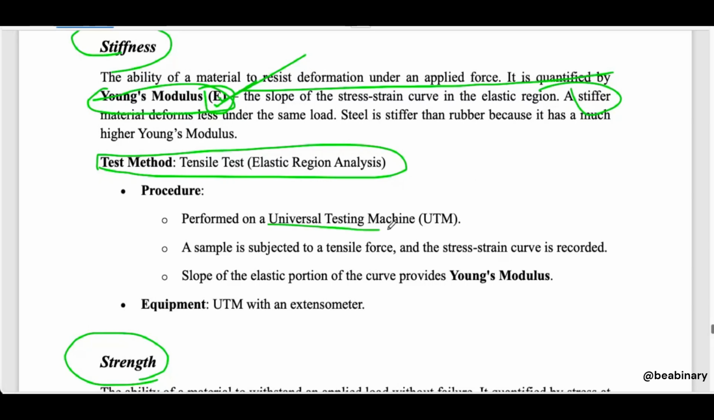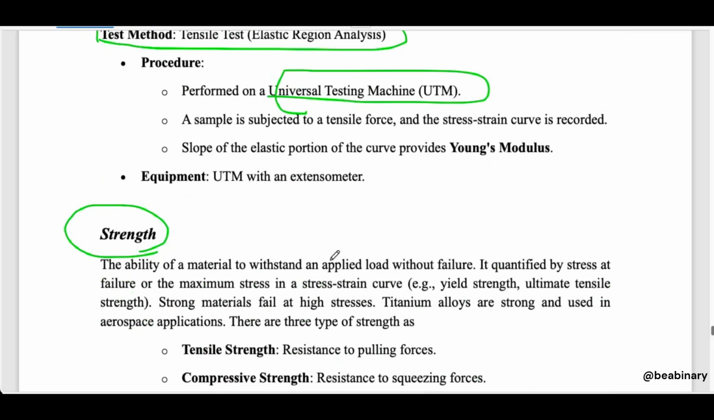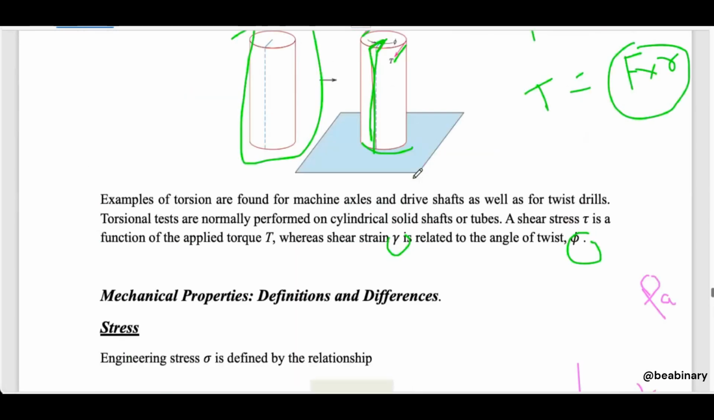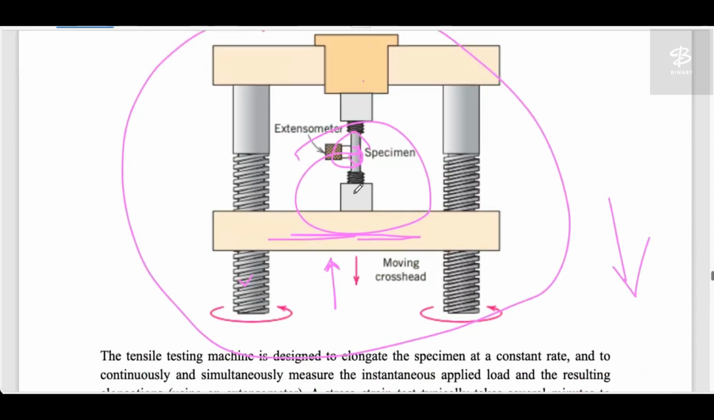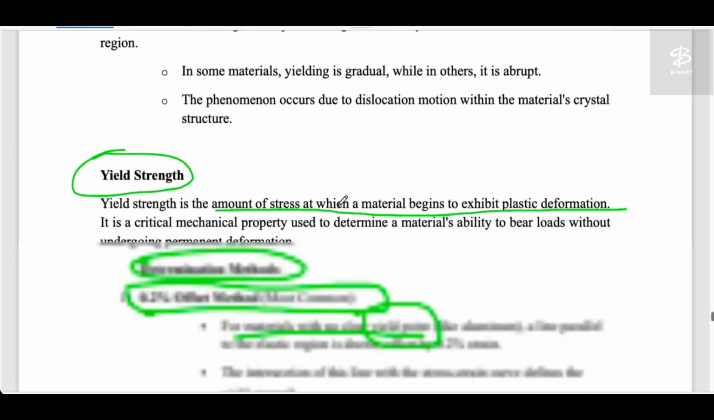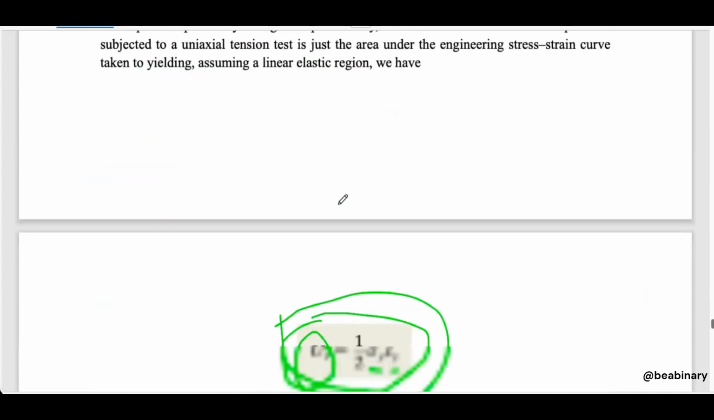So this is the universal testing machine, the equipment known as UTM with extensometer, as I have shown here. This is the diagram. Here you can see this is the extensometer. It is in the middle place. So overall, this is the UTM, and this UTM is with an extensometer. So this is the stiffness.